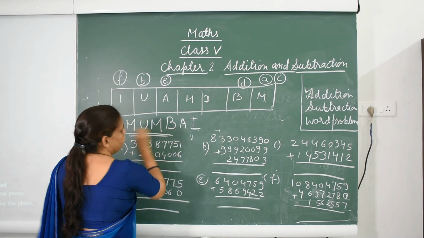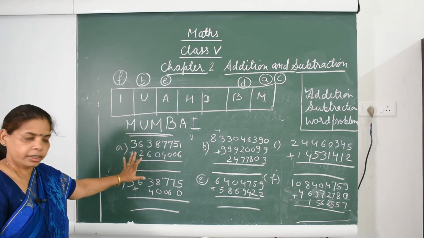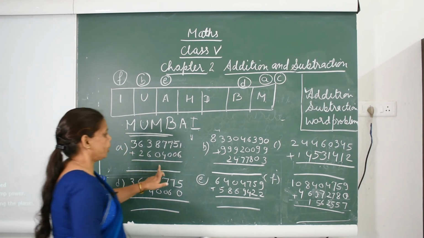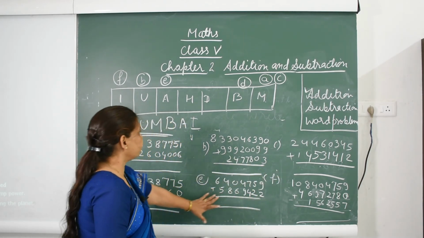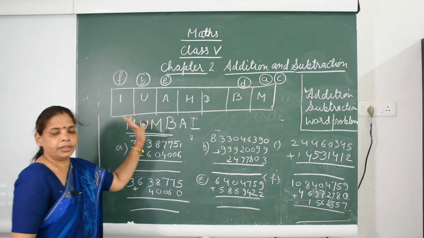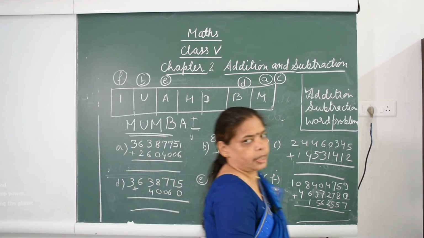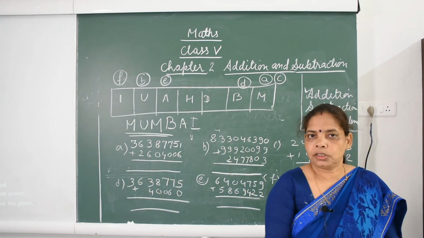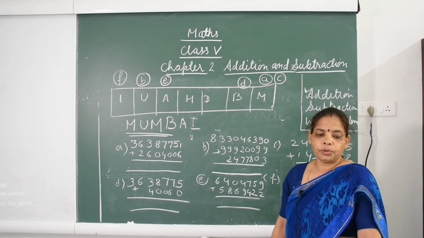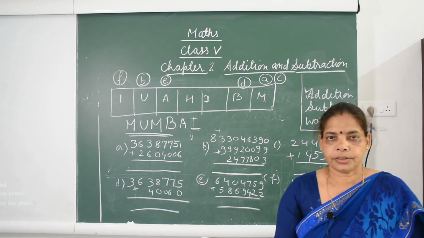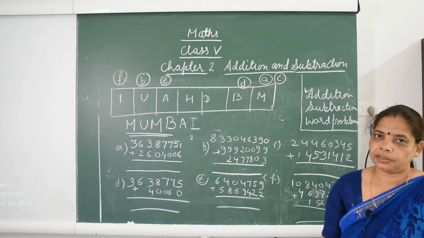So the name of the city or state Union Territory is Mumbai. You can do it yourself. You can tally the answer of A, B, C, D, E, F, and put the answer in place of this alphabet. And this way you can find the name of the city. So children, your first exercise 2.1 is already completed, and one story problem we explained to you. Children, hope you have all understood. Now in the next video we will take the next exercise that is based on the subtraction. Thank you.